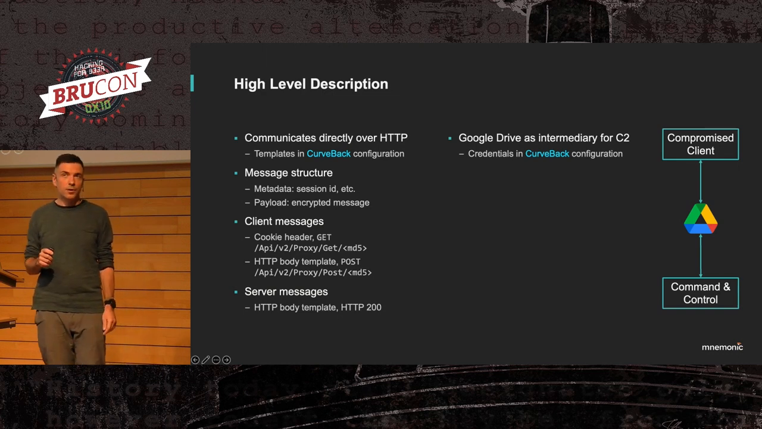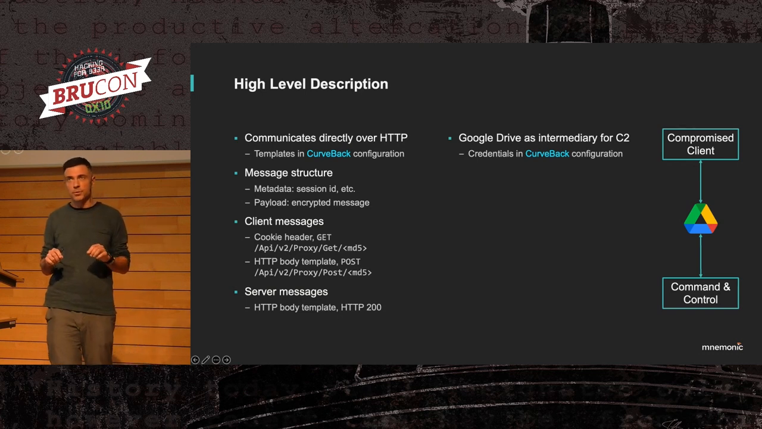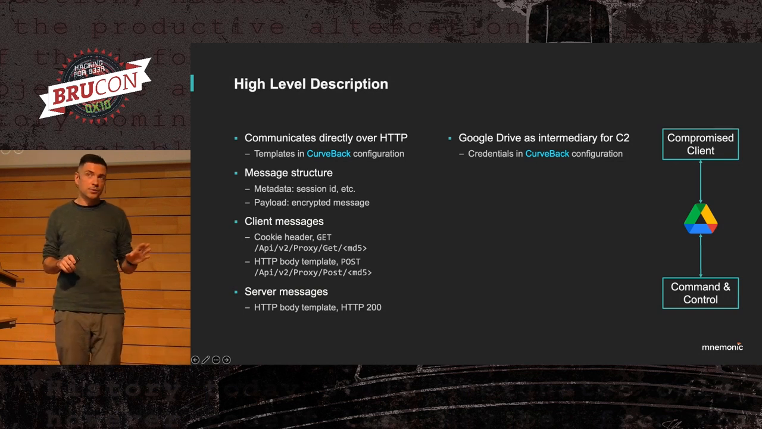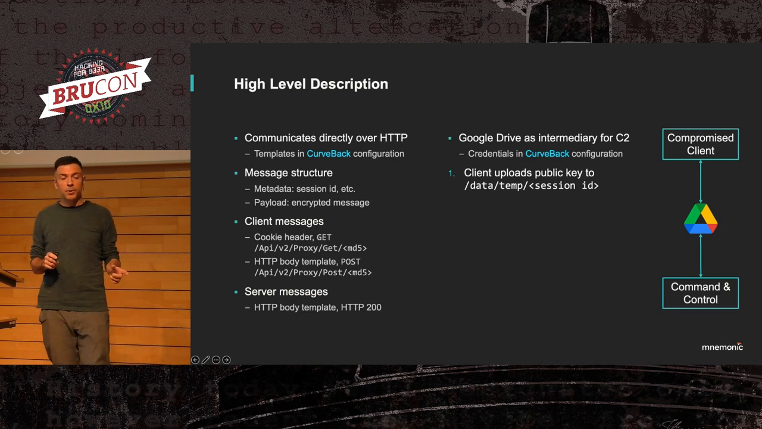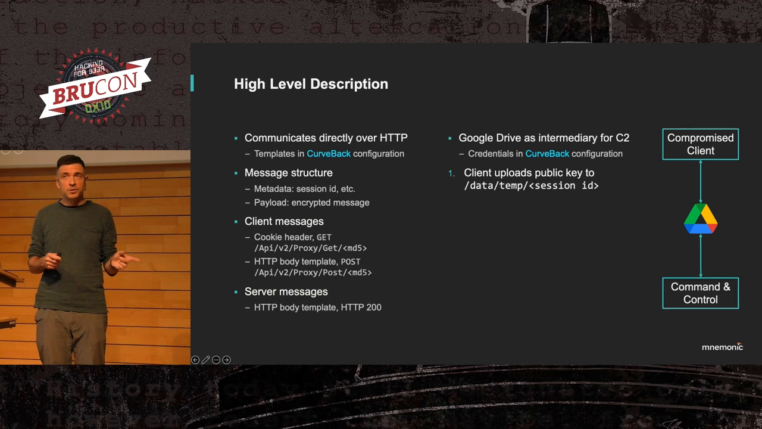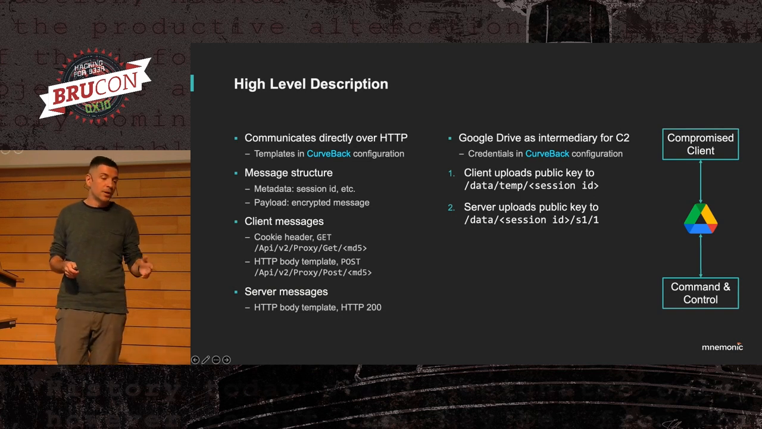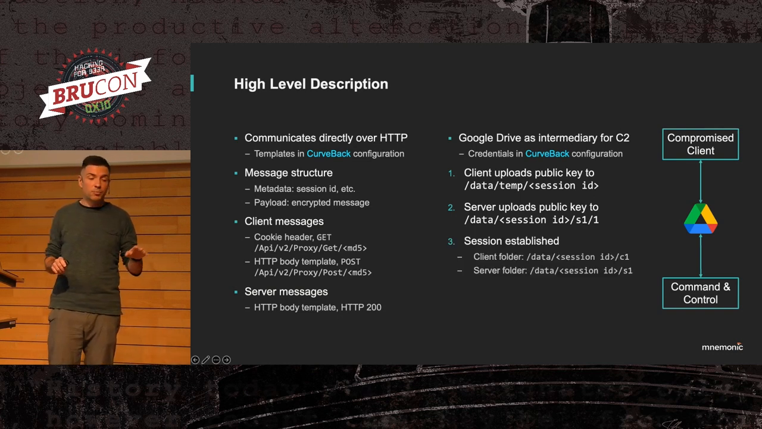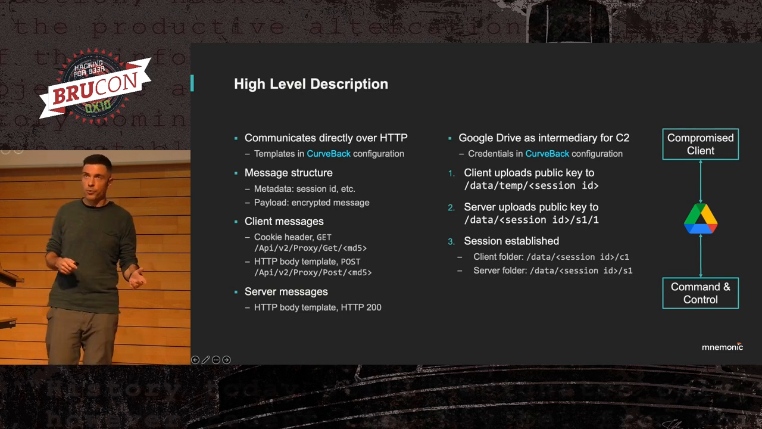For Google Drive, that C2 channel works by both the client and the server uploading and downloading files to a Google Drive account, and the credentials are stored in the CurveBack configuration. So it starts by the client uploading its public key to a specific folder designating the session ID. The server downloads that public key, does some calculations, and uploads its public key. And then the client downloads that one as well. And by then, the session is established. And they have separate folders below the session ID folder, which they use for communicating with each other.